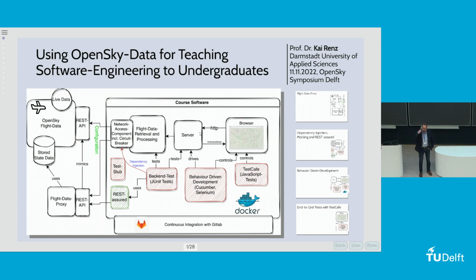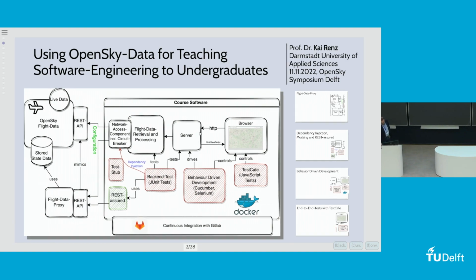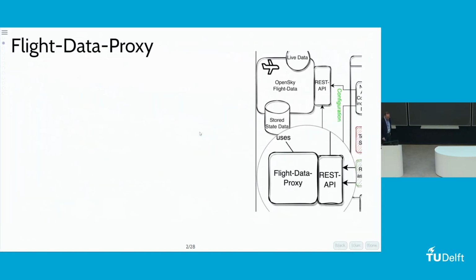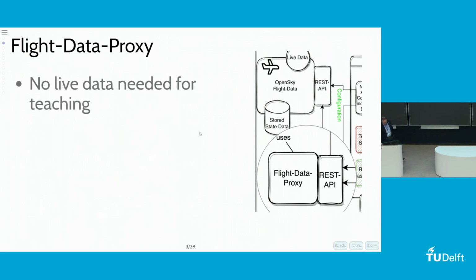But I thought, well, actually, we don't need the actual live data for running the tests. What we need is some sort of more sustainable and easier to use setup. So this brings me to the first component that we built, and that's a flight data proxy. This is pretty simple. The flight data proxy just is used so we don't have the need for live data.